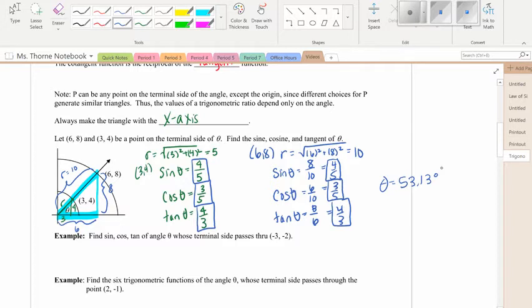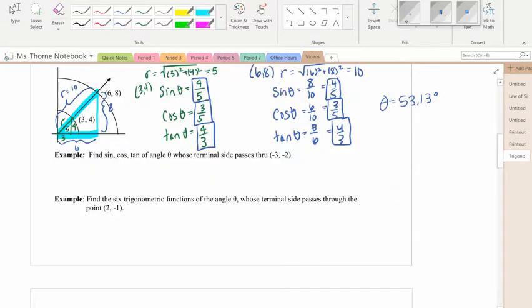All right, so for the next one, it says, for example, we want to find the sine, cosine, and tangent of angle theta whose terminal side passes through the point -3, -2. So the first thing you should do is draw your point. My point is in the third quadrant because we have -x and -y. So we have -1, 2, 3, and -2, which would be somewhere about here. So that point right there.